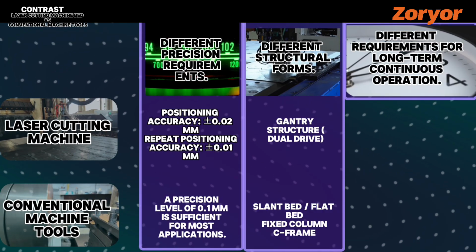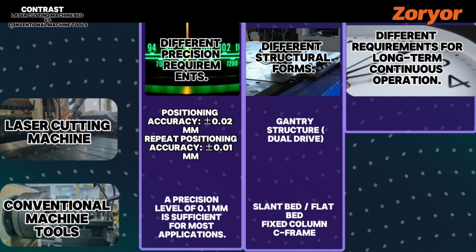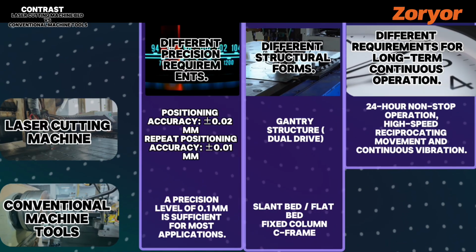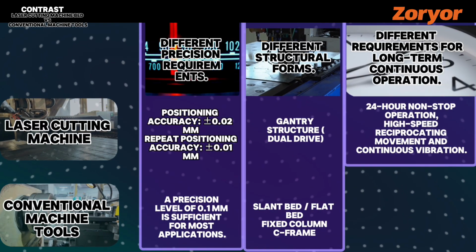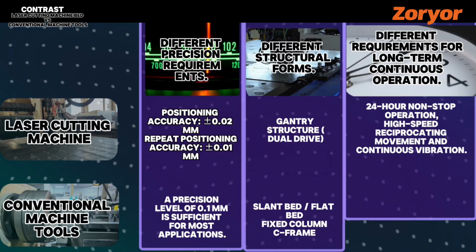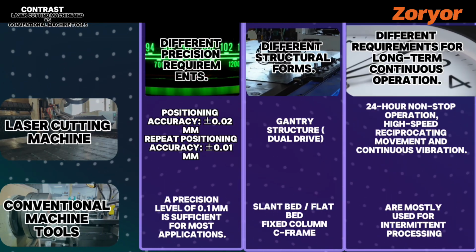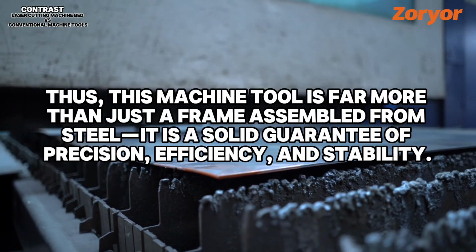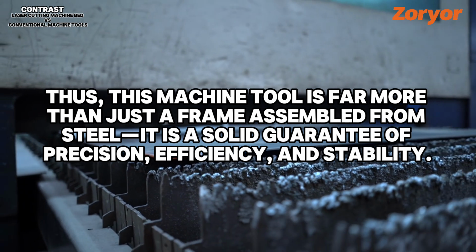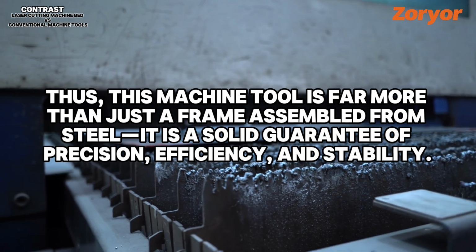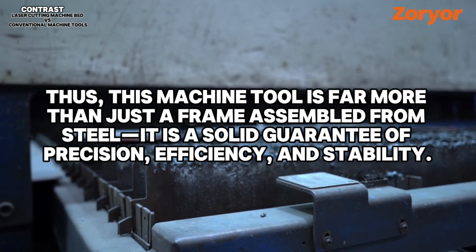Different requirements for long-term continuous operation. Laser cutting machine: 24-hour non-stop operation, high-speed reciprocating movement and continuous vibration. Conventional machine tools are mostly used for intermittent processing. Thus, this machine tool is far more than just a frame assembled from steel. It is a solid guarantee of precision, efficiency, and stability.